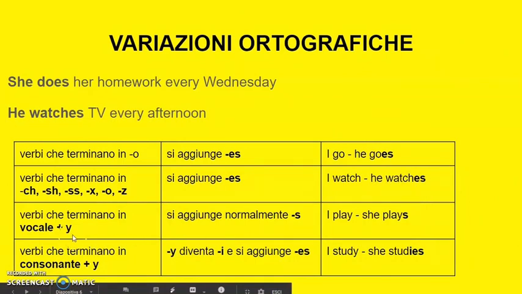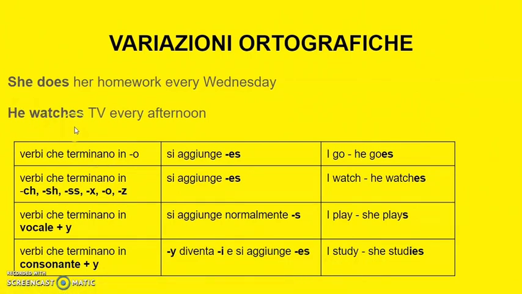If the verb ends in vowel plus y, vocale più y, like play for example, no problems, we add an s. I play, she plays. Okay, I stay, he stays. While if the verb ends in a consonant plus a y, so the y changes in I and then we add es. I study, she studies, I cry, he cries.